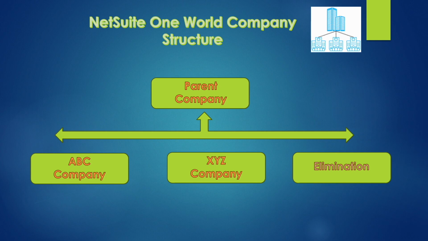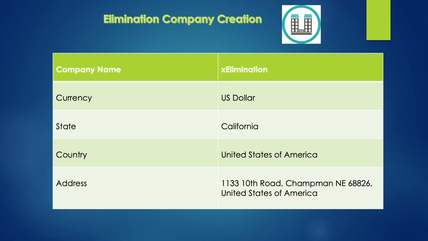Before we start, it's essential to gather the necessary information. Here is what we need. Company name: Elimination company. Currency: US dollar. Make sure that the currency for both the parent company and the elimination subsidiary is the same. If the parent company's currency is US dollar, then the elimination subsidiary must also be set to US dollar. You can use the same address details that we configured for the parent company, including state, country, and address specifics.